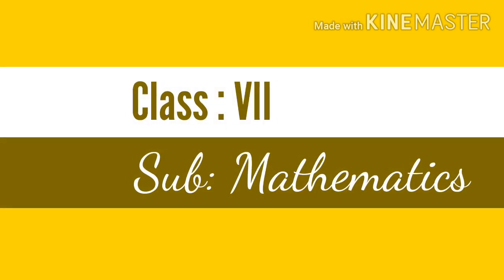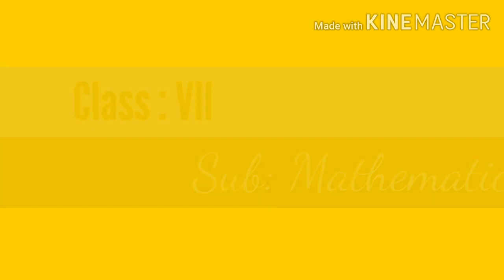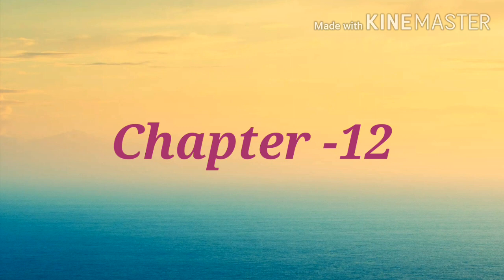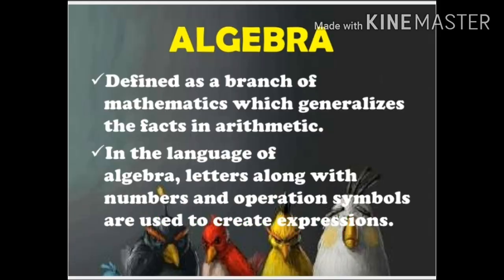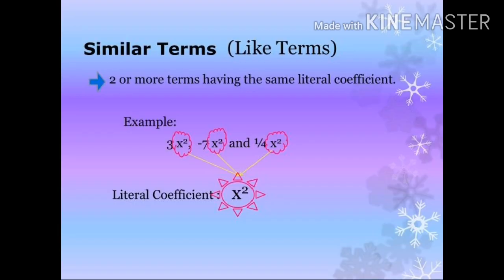Class 7th, Subject Mathematics. Chapter 12. Algebraic Expressions, Exercise 12.2. Let's see, children, what is algebra. This branch of mathematics generalizes the facts in arithmetic. In the language of algebra, letters along with numbers and operation symbols are used to create expressions.